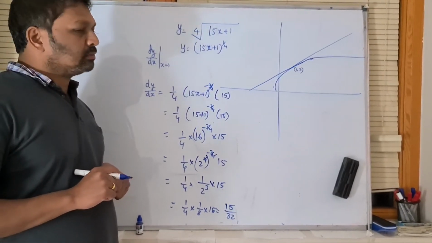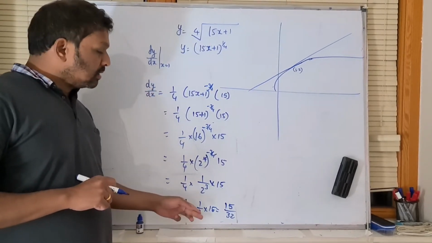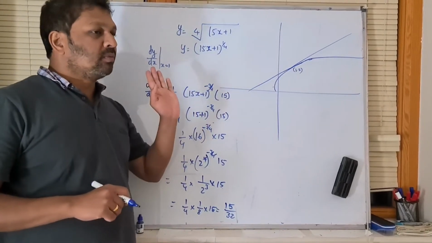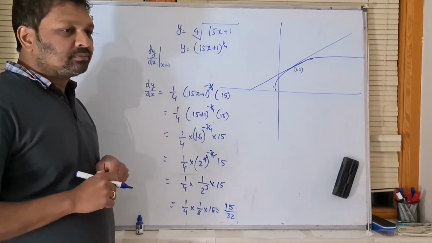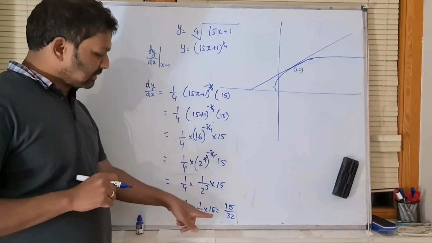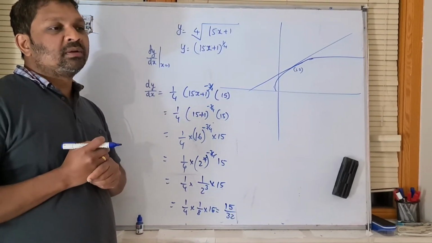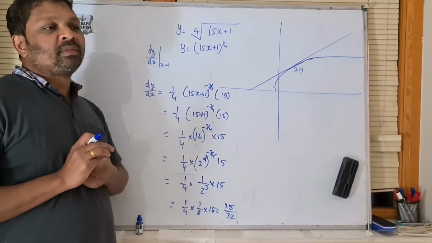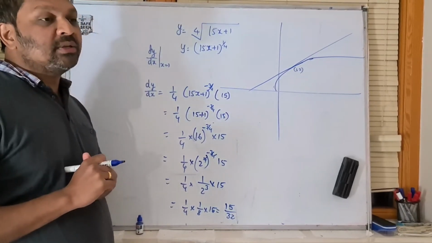That is one of the questions. The question is to find the slope of the curve at x is equal to 1, so dy by dx at x is equal to 1. Is that the answer? That is the answer, 15 by 32. What are the units for the slope? Nothing, it is unitless.